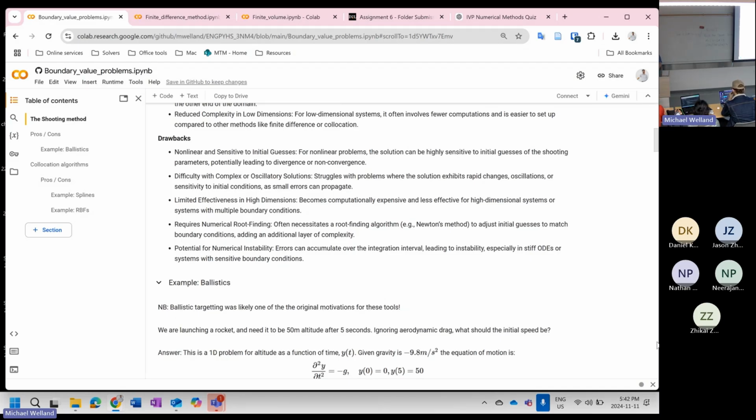It is pretty sensitive to the initial guesses because now we're doing a root finder, right? So if your initial guess is way off, you might not find the root. It might take you forever to find the root, right? We're playing this game again. If you do have oscillatory solutions, so for example, if you did have something that was a sine wave, right, it's going to struggle a little bit because it's going to constantly be readapting every time.